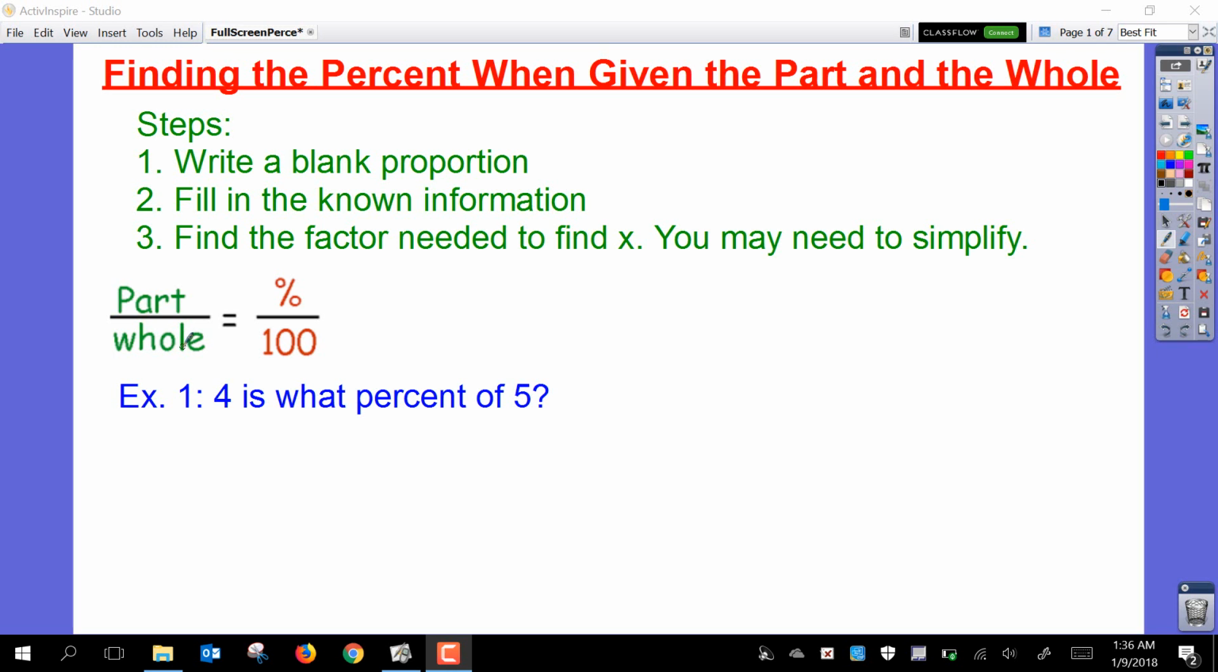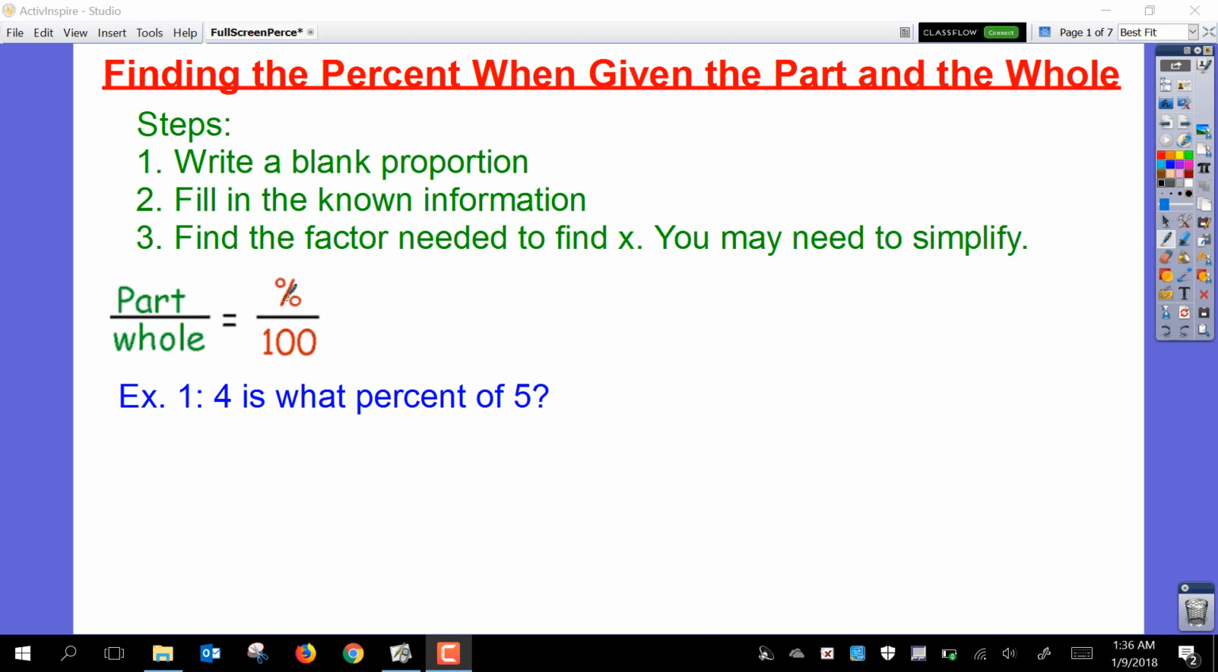So if you think about 1/4, it means that we have 4 pieces of something, but only one of them is shaded in. So we have only one of those. On this side, we have our percent side. 100 is always going to be in the denominator on this side, and then the percent always goes at the top. So let's go ahead and take a look at example 1.